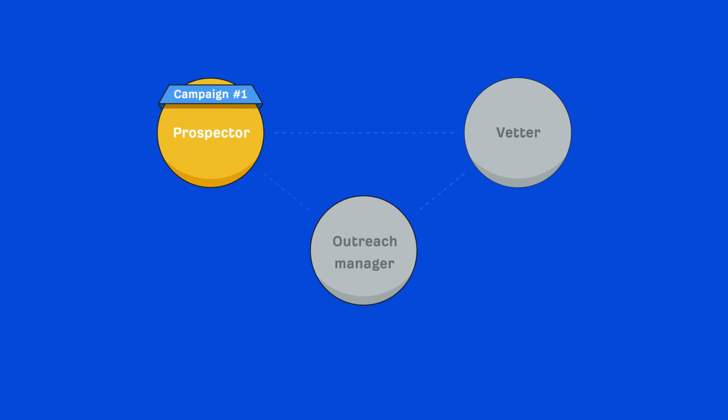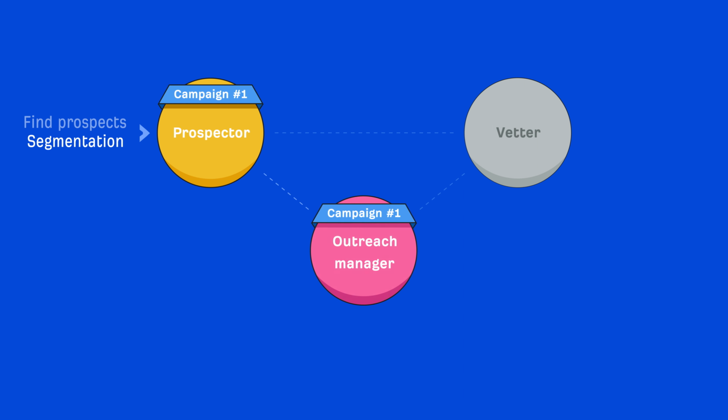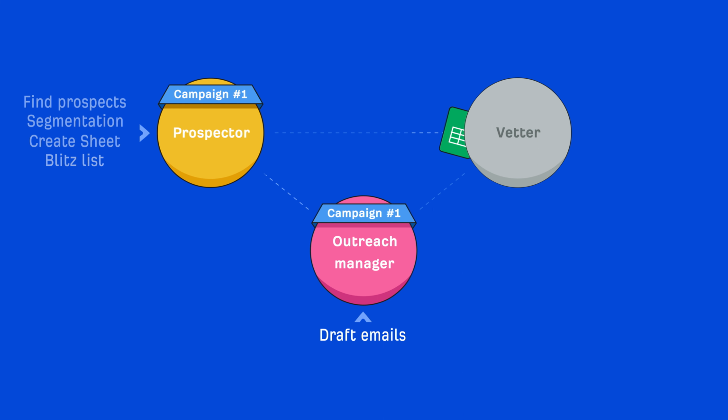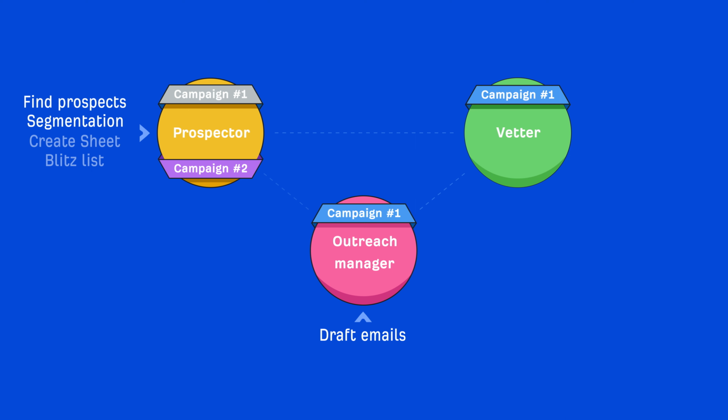The prospector starts by looking for prospects based on a linkable point. They'll segment these prospects and pass over the research to the outreach manager, who will begin drafting email templates for each segment. These are all things we've discussed throughout the course. The prospector will create a master Google Sheet and clean up the list. They'll generate a blitz list, and then they'll pass over the campaign sheet to the vetter. Now, the prospector is out of this campaign, so they'll actually pick up another campaign to work on while the rest of the team does their part.